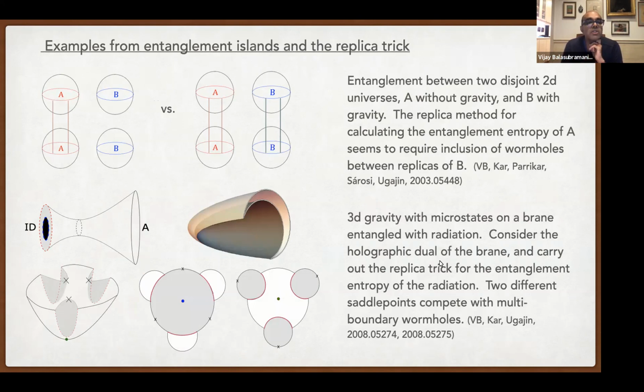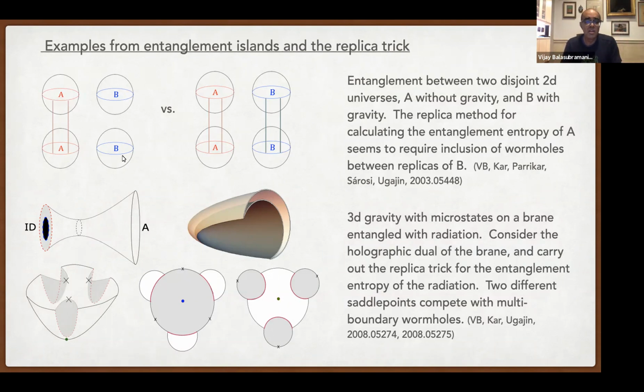So suppose you had two disjoint universes, A, which has gravity, and B, which doesn't have gravity. And someone tells you A and B are in an entangled state. Please compute the entanglement entropy of this universe A, which didn't contain any gravity. So here, now I'm not talking about the black hole information paradox or anything like that. It's just some two-dimensional universe without gravity and some other universe with gravity.